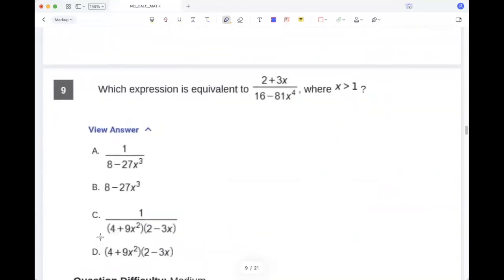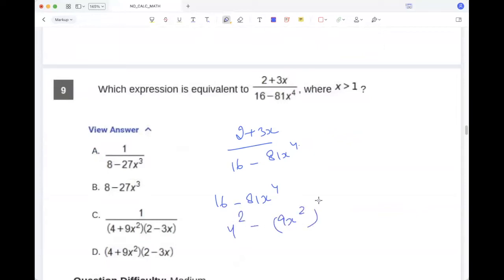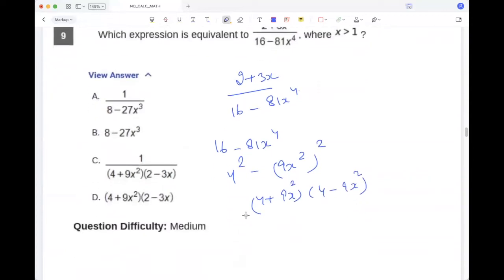Which expression is equivalent to this? Okay. So (2 plus 3x) divided by (16 minus 81x to the power 4). Let me first solve the denominator, 16 minus 81x to the power 4. So this is (4 squared minus 9x squared) whole squared. So (4 plus 9x) into (4 minus 9x squared), right? And this can be further written as (4 plus 9x squared) into (2 minus 3x) into (2 plus 3x), right?